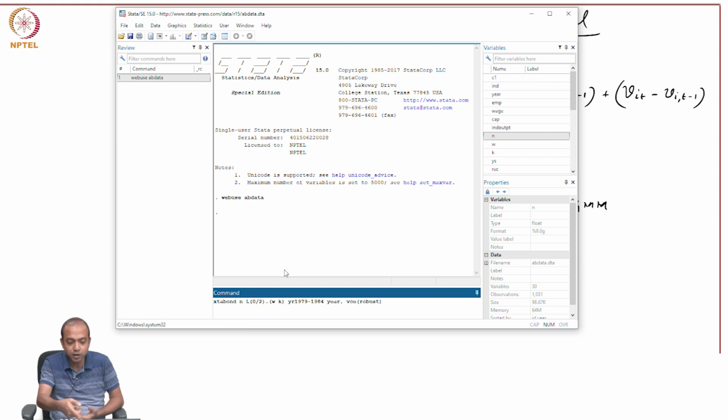So, the inbuilt command of xtabond will consider, please keep in mind, only one endogenous variable, and it will consider only 1 year lag. That is all. Then after that, what does this L0 by 2 mean? That means I am considering W and K as exogenous variables, and I am considering 2 years lags of both the variables. That means WL1 and WL2, KL1, KL2, where L indicates lag of 1.